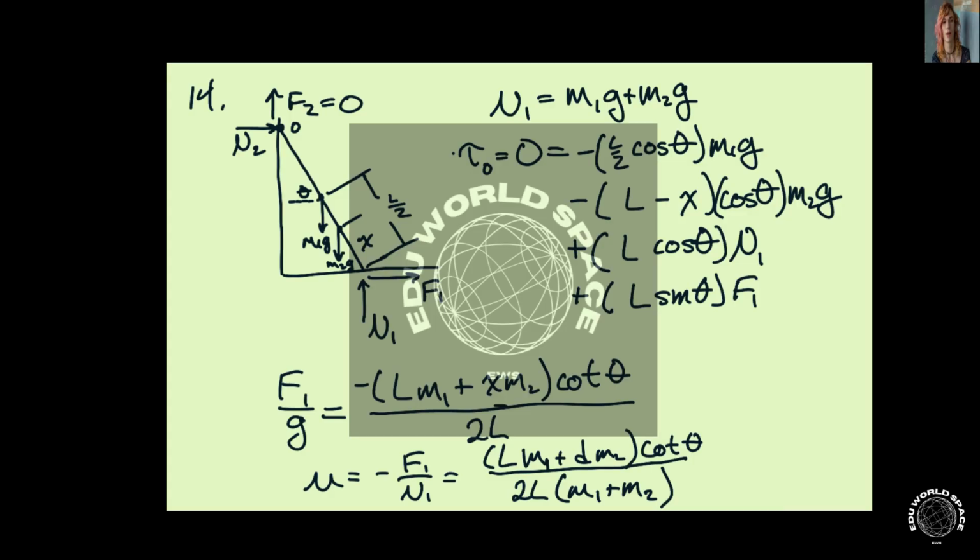And then we can also see if cotangent, if theta is 90 degrees, then this is 0, and we would expect that because then the ladder is vertical, and then there is no need for a horizontal force.